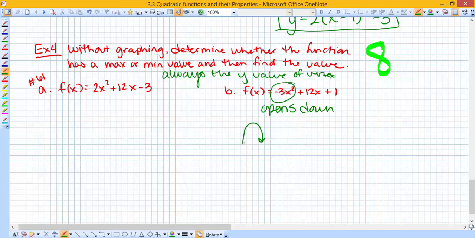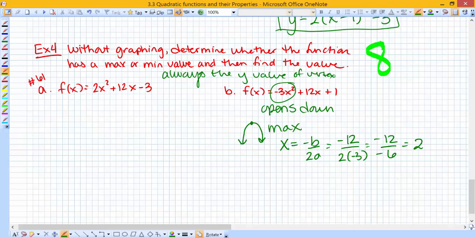So I draw a downward facing parabola. And I'm looking at the vertex. Here, my vertex is at the top of the graph. That makes this a maximum. Now we need to find it. To find that maximum value, you do need to find x first. So we need to find the x coordinate of the vertex. So it's -12 over 2 times -3. So -12 over -6 is 2.